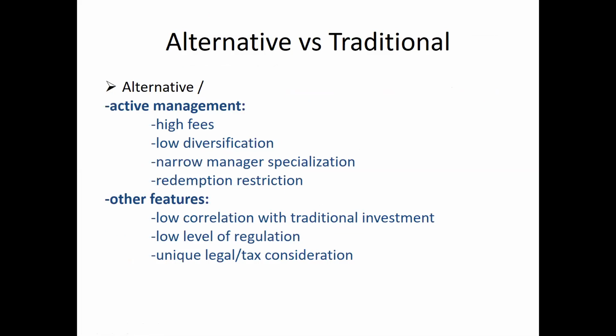So alternative investments are compared to traditional ones, and they're different from them. Having active management, they bring high fees, a low level of diversification, narrow manager specialization, and redemption restrictions. Other features: low correlation with traditional investments, a low level of regulation, and unique legal and tax considerations.